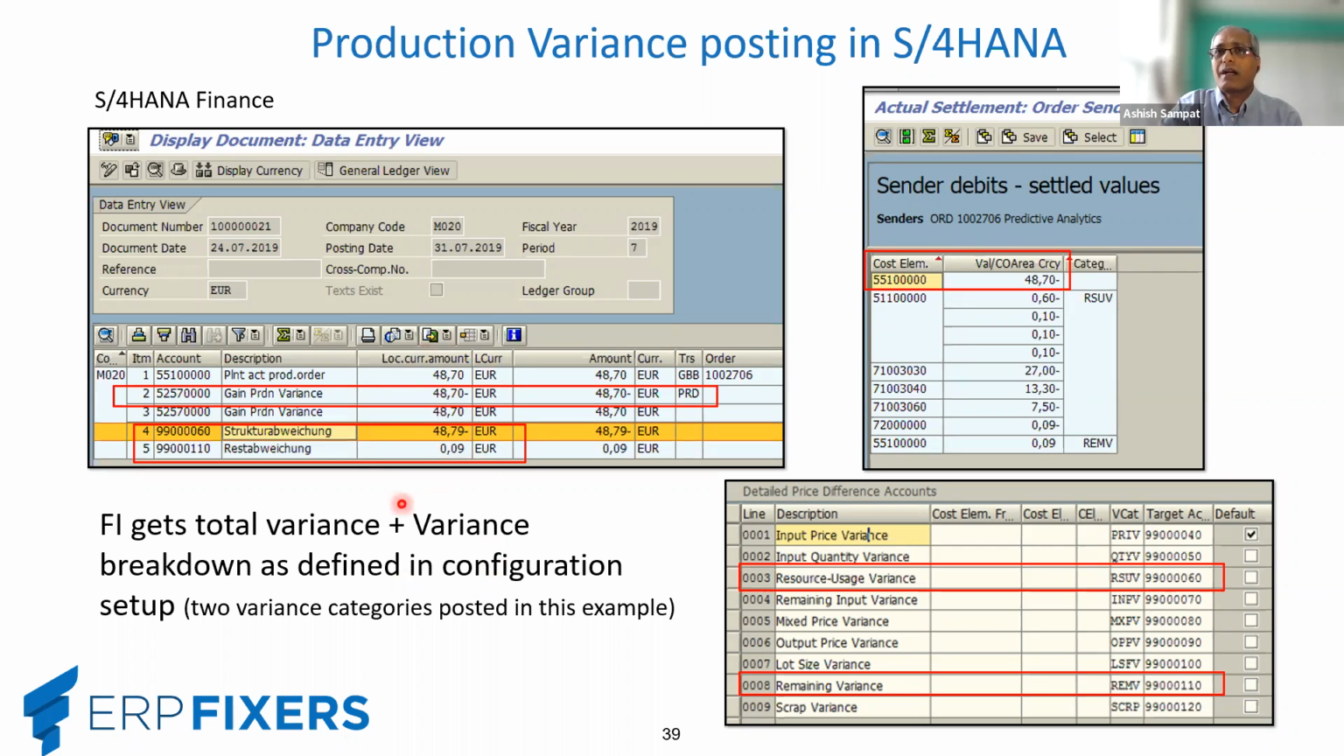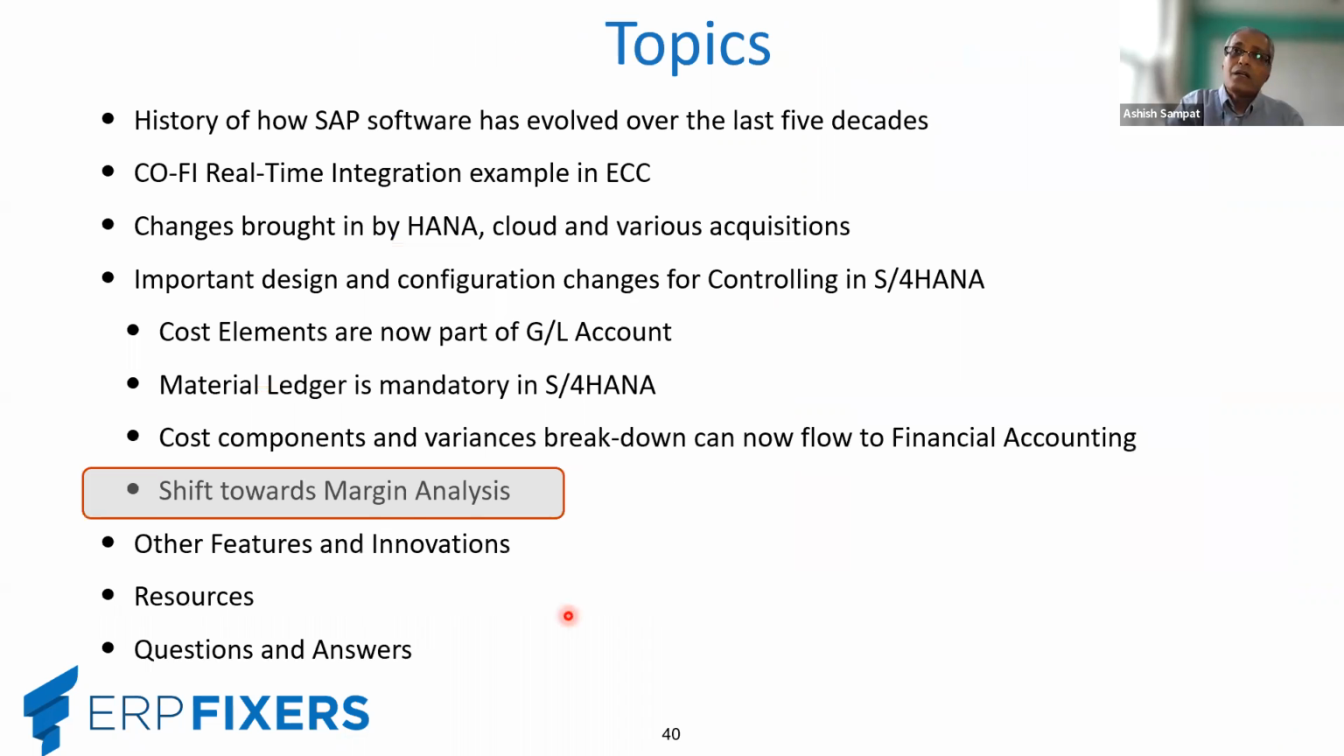So that breakdown again will be very convenient to folks who want to get that info from financial accounting itself. No need to wait to go to CO for this breakdown. So that's a big feature. The other one is around the shift towards margin analysis.